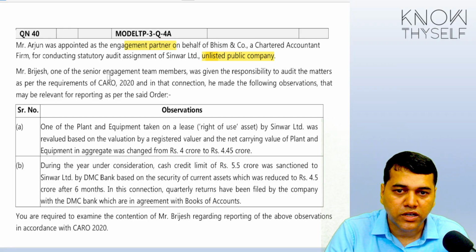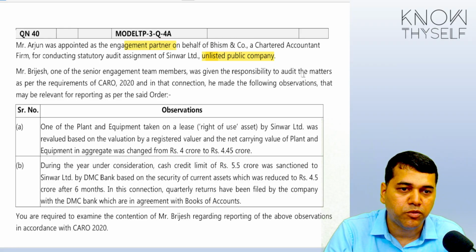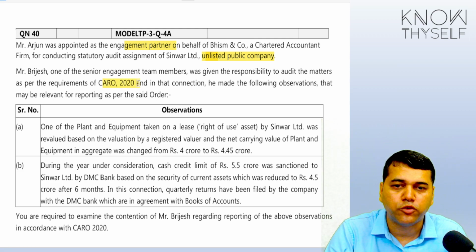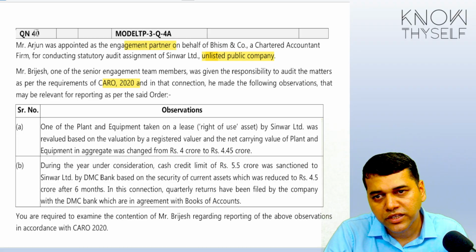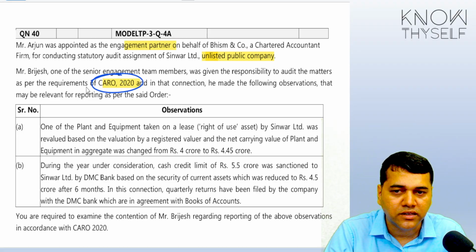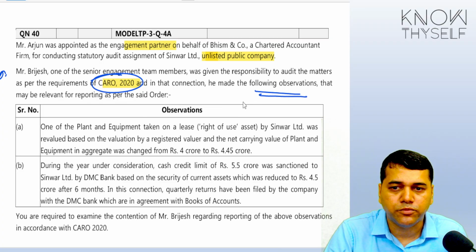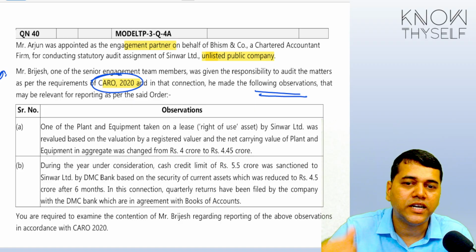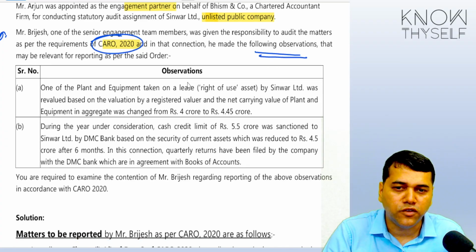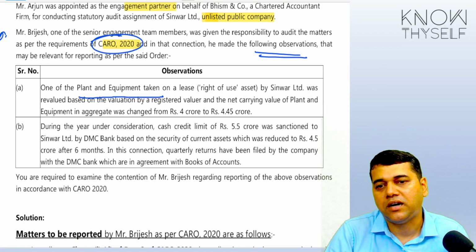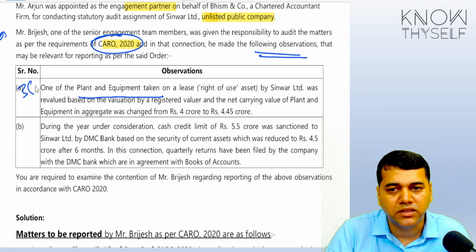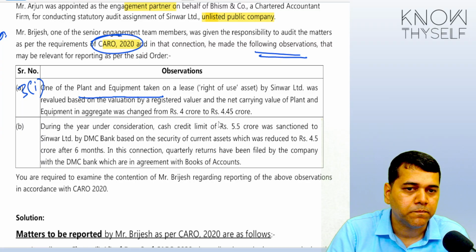Now, Brijesh, one of the senior engagement team, was given responsibility to audit the matters as per CARO 2020. Clear. Reading this, your mind is very clear. Chapter number 7, CARO they have asked. He has made the following observation. Now, in the CARO, which is that clause they are trying to talk now? One of the plant and equipment. First, this is clause number 3, para number 3.1.